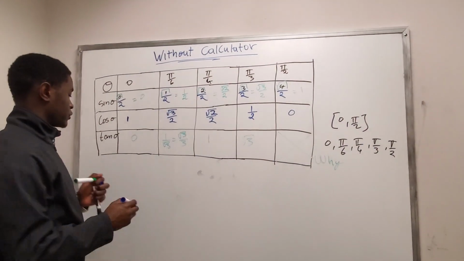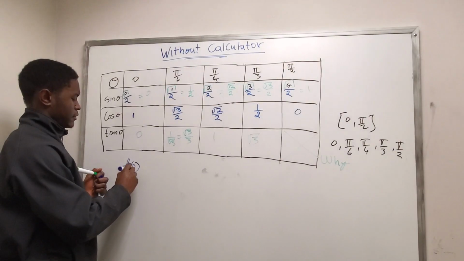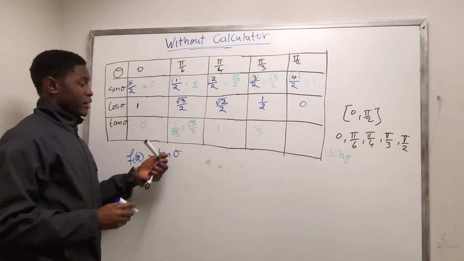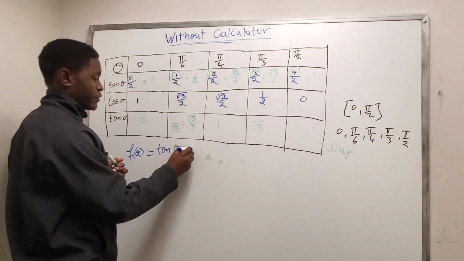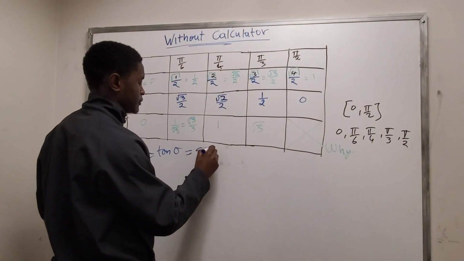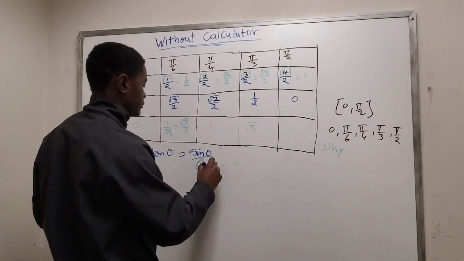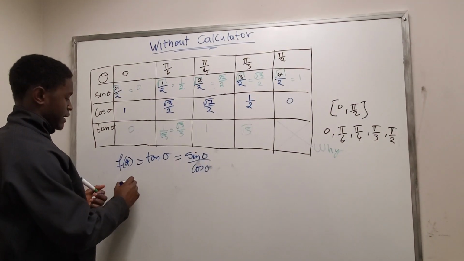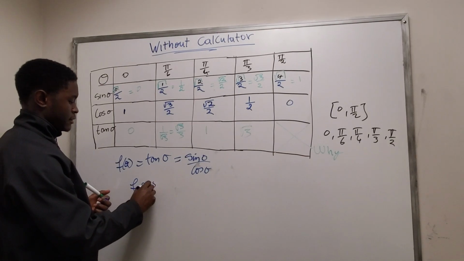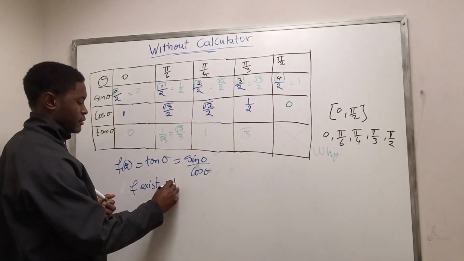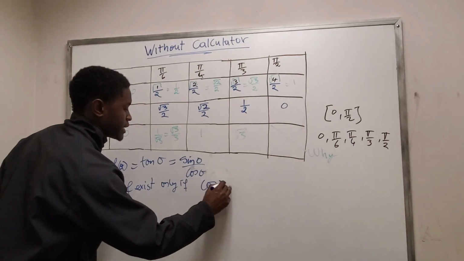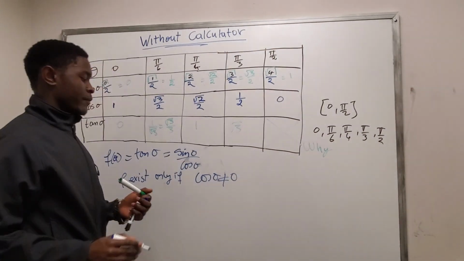Let's say we have a function f of theta. F of theta equals tangent theta. We also know that tangent theta equals sine theta over cosine theta. So to study this function, you have to make sure that f exists only if cosine of theta is different from 0.